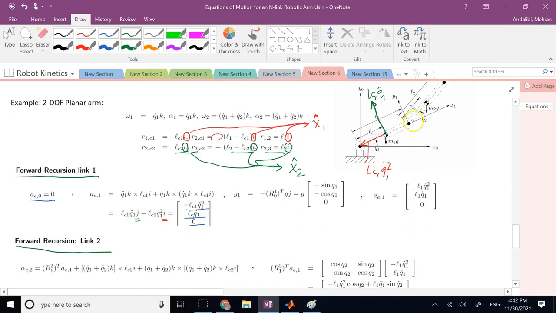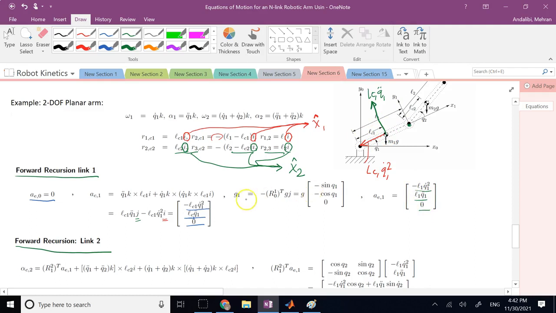You also need acceleration of this point here, and you find it very similar to the same way that you found acceleration of C1, except instead of LC1, use the whole L1. So you see these two are very similar except for LC1 replaced with L1.